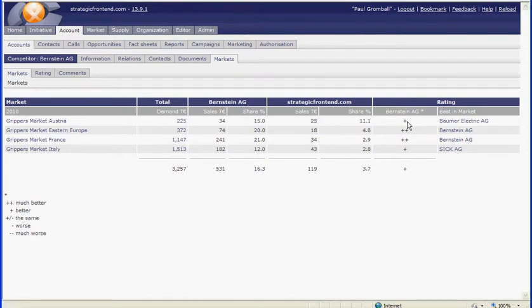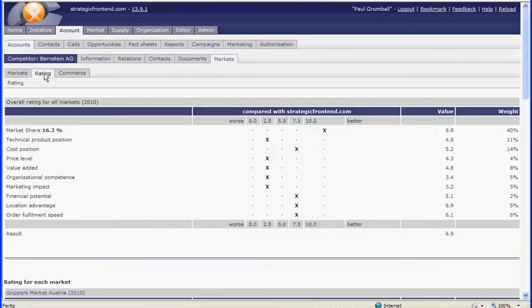And here it says the rating, whether Bernstein has an advantage, a big advantage, or who else is the market leader in this market. So you can see there are no irrelevant markets where Bernstein is the market leader. There are, as you see, Bernstein or Baumer, which are leading the crowd. What is I think also interesting is the ratings.